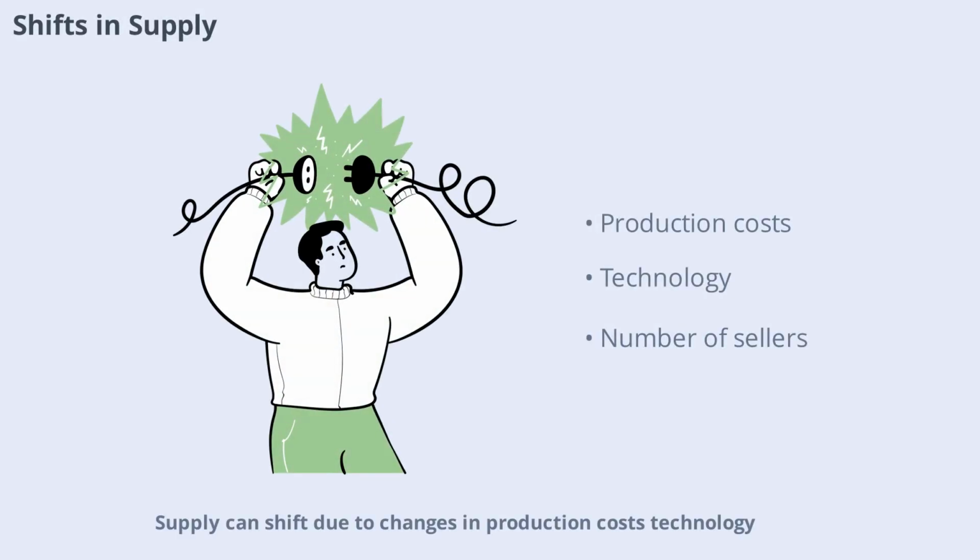Supply can shift due to changes in production costs, technology, or the number of sellers. An increase in supply shifts the supply curve right, lowering prices and increasing quantity. A decrease shifts it left, raising prices and reducing quantity. These shifts help explain why markets are always changing.